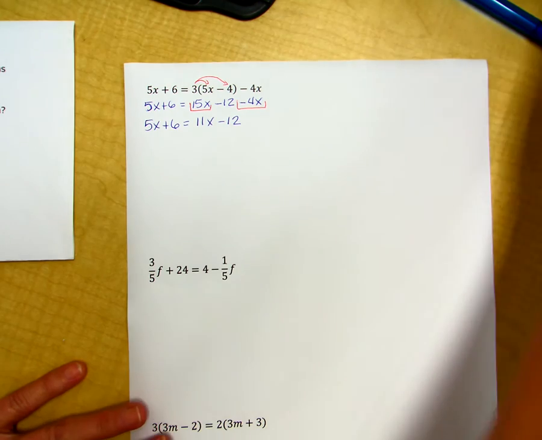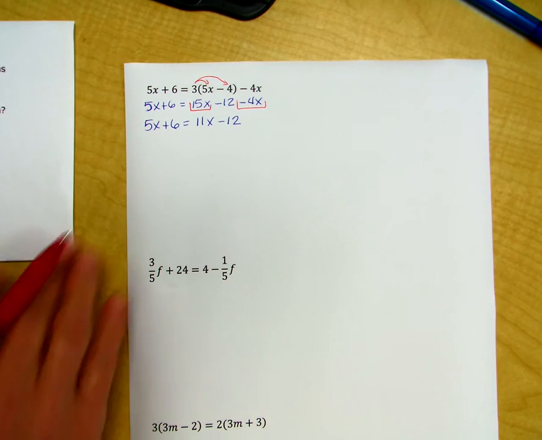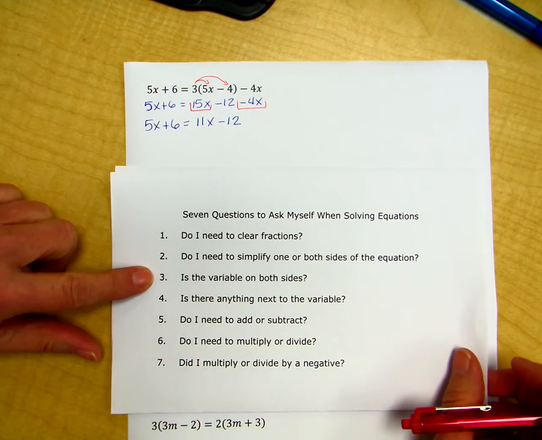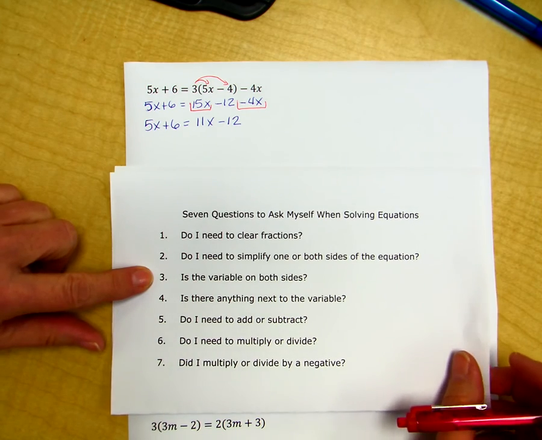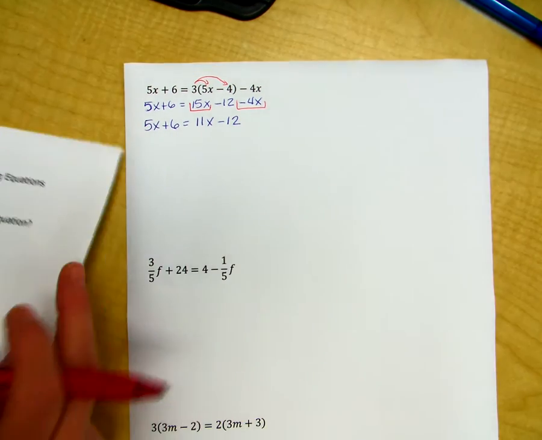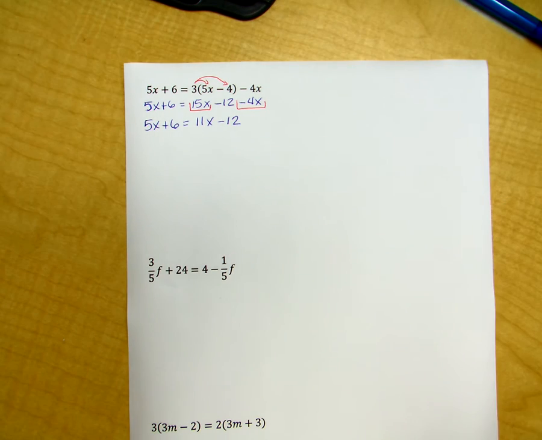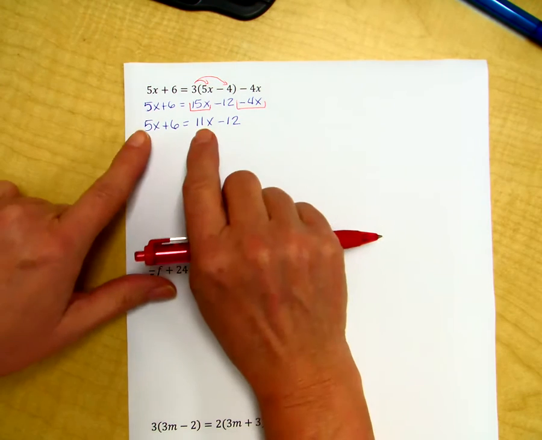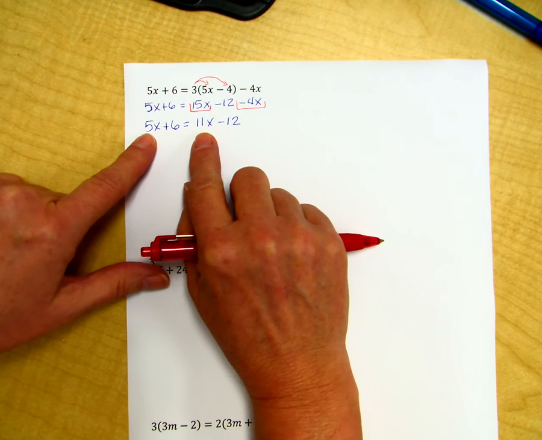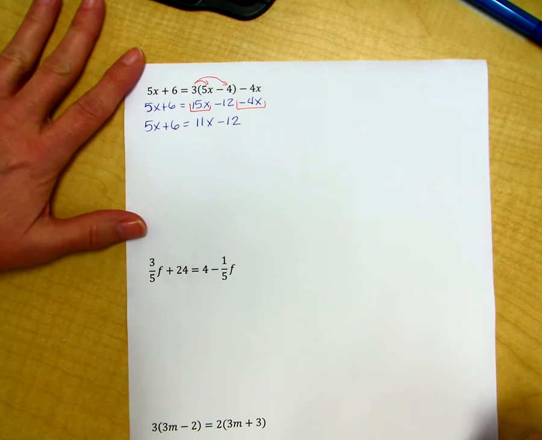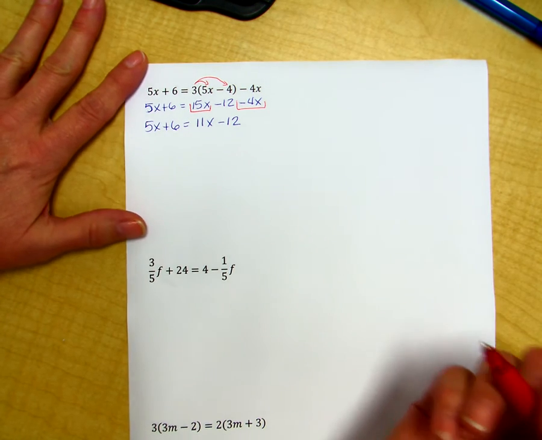So now that both sides have been simplified, we can move on to the third question, which is, is the variable on both sides? Yes, it is, and that is not what we need because we are looking to isolate the variable, so we need it to be just on one side. So what we do is we look at the variable terms on either side and see who is smaller. The 5x is smaller, so that is the one that we're going to get rid of using subtraction.